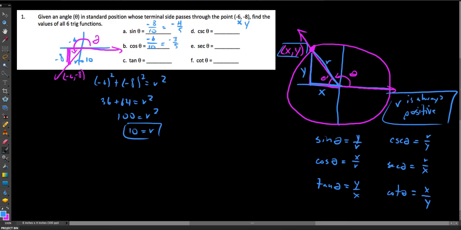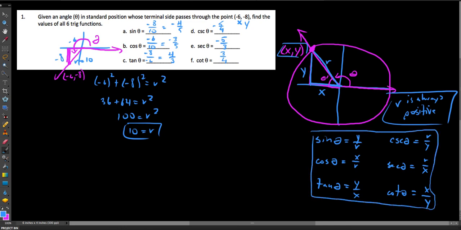For our tangent value, we get y over x. Our y value is -8 and our x value is -6. We get -8 over -6, which is positive 4/3. At the same time, we can find all of our reciprocal ratios just by flipping these over. So -5/4 is our r over y, -5/3 is our r over x, and our x over y would be 3/4. Just being very comfortable and familiar with these definitions of our trig ratios, we're going to use them all the time. Cheers.